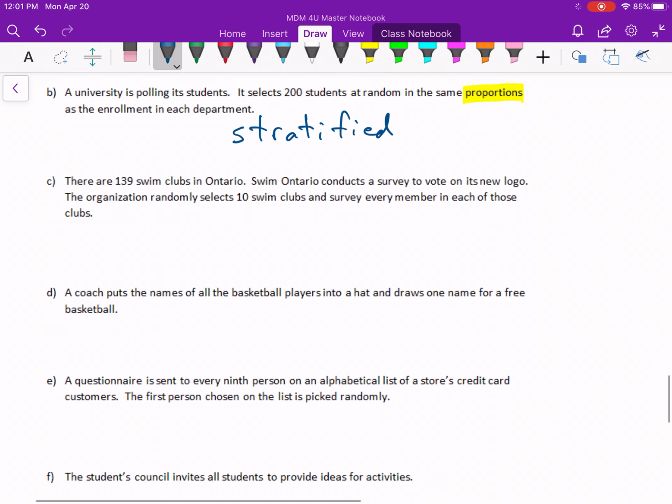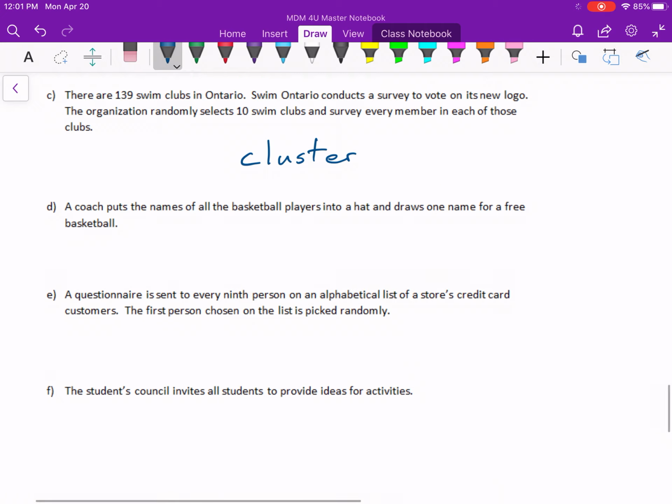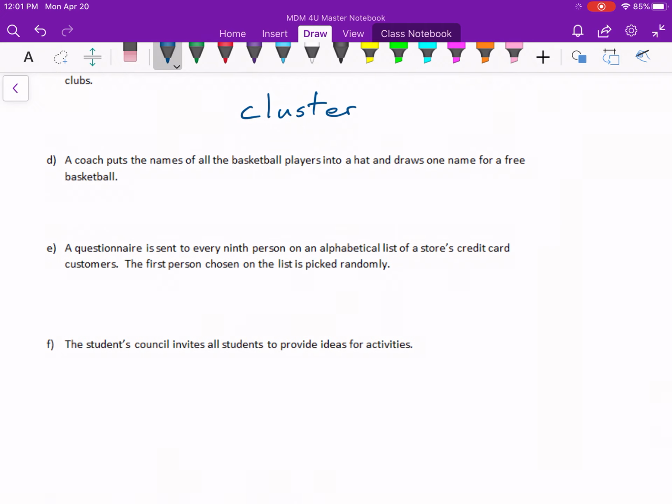There are 139 swim clubs in Ontario. Swim Ontario conducts a survey to vote on its new logo. The organization randomly selects 10 swim clubs and surveys every member in each of those clubs. So what we're doing is putting things in groups and then randomly selecting some of the groups, but surveying every member of the group. So that's definitely cluster. A coach puts the names of all basketball players into a hat and draws one name for a free basketball. That's simple random.